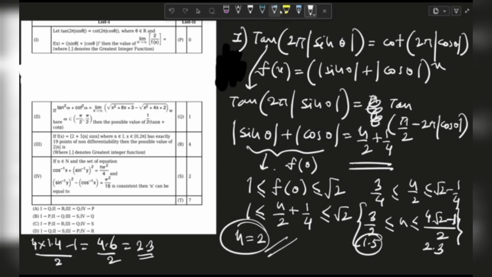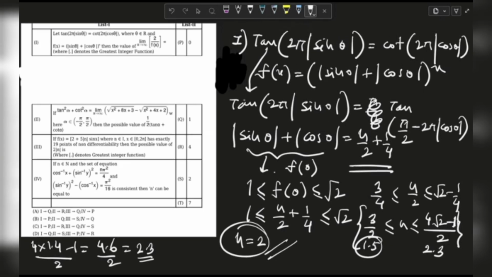So I will change the page once. So we have to find out limit x tends to infinity, greatest integer function of 2 by f of x. So we have n equals to 2, and please guys note this was x, okay? Please don't confuse between my n and x.